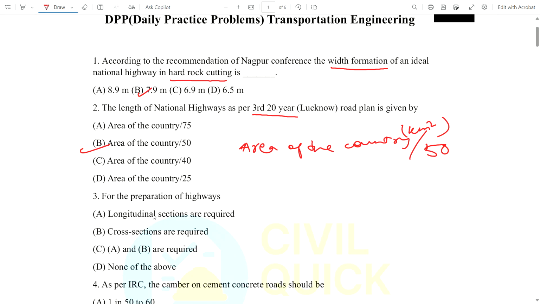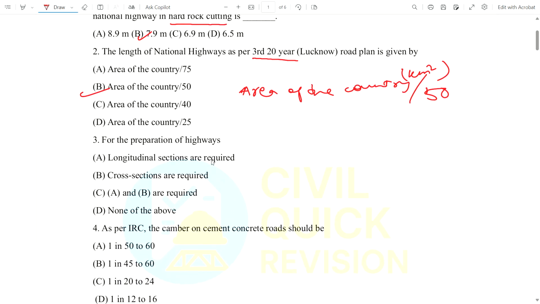Then the next question is: for the preparation of highway, what are the requirements mainly? Here it is given that in option A, longitudinal sections are required, or cross sections are required, or both A and B are required, or none of these. Here option 3, C, is the correct answer.